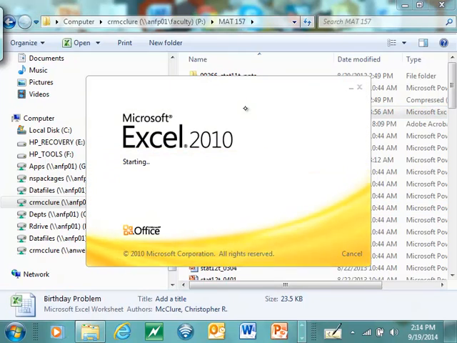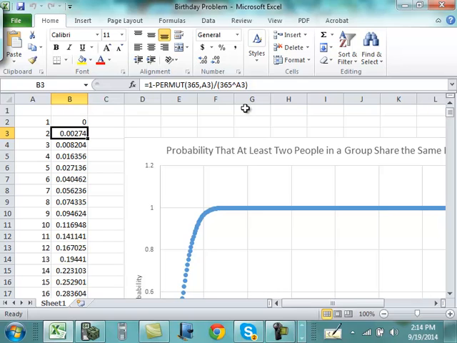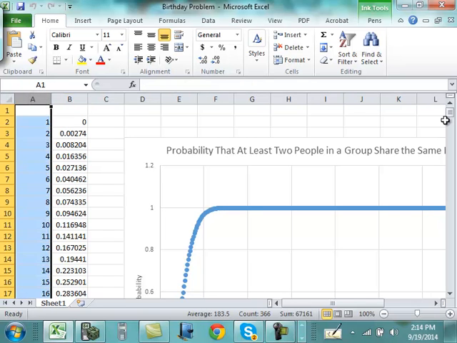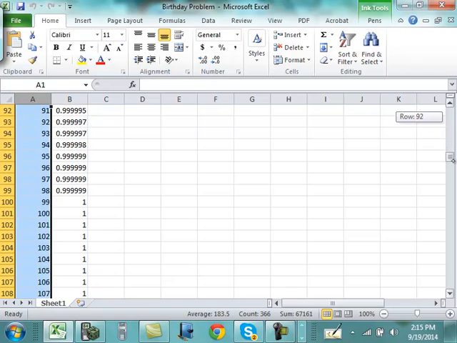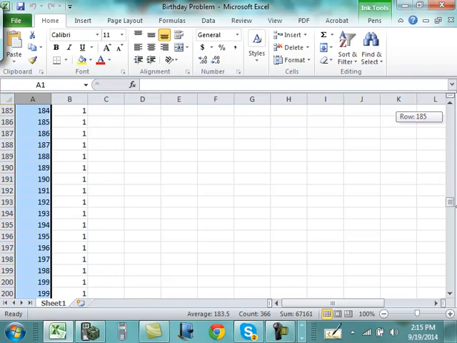The graphing calculator has a tough time trying to do the graph for this, so I used Excel instead. What I did was I created a column of numbers. It's going to be the number of people in a room. That's going to be down this first column, and it just goes from 0 to 360. Actually, I have it going to 366.